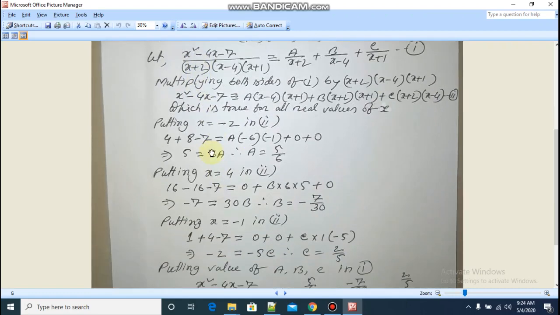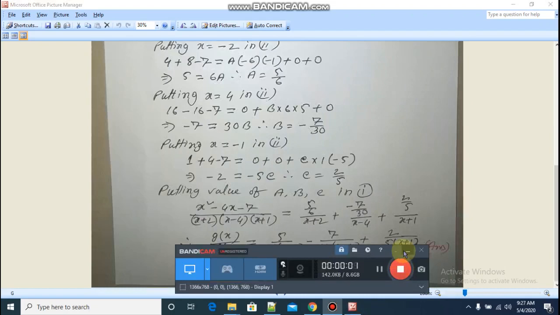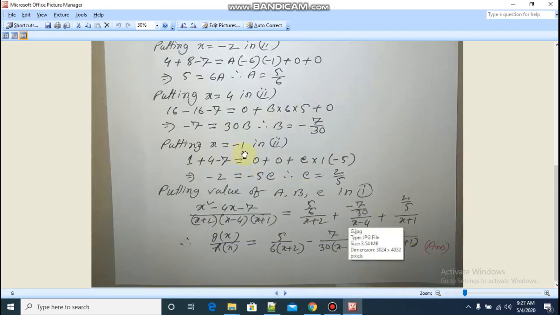We can put x equal -2 from this, x equal 4 from this, x equal -1 from this. Putting x equal -2, we get a equal 5/6. Putting x equal 4, we get b equal -7/30. Putting x equal -1, we get c equal 2/5. After putting the values of a, b, c in equation 1, we get this. Finally, g(x) divided by h(x) equal this. This is the answer.